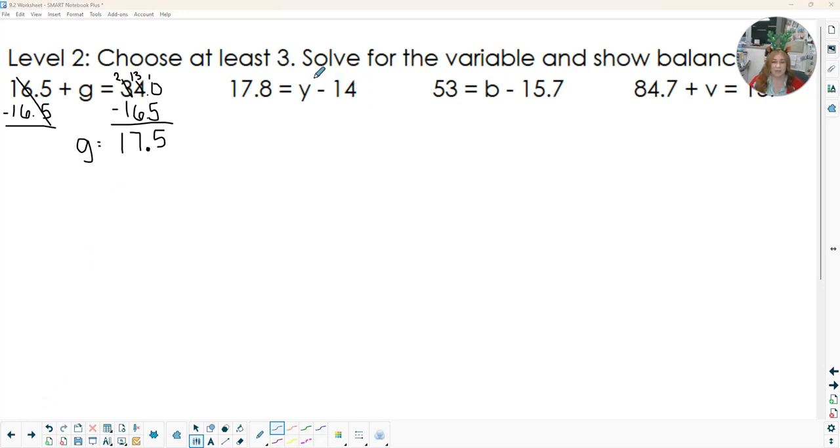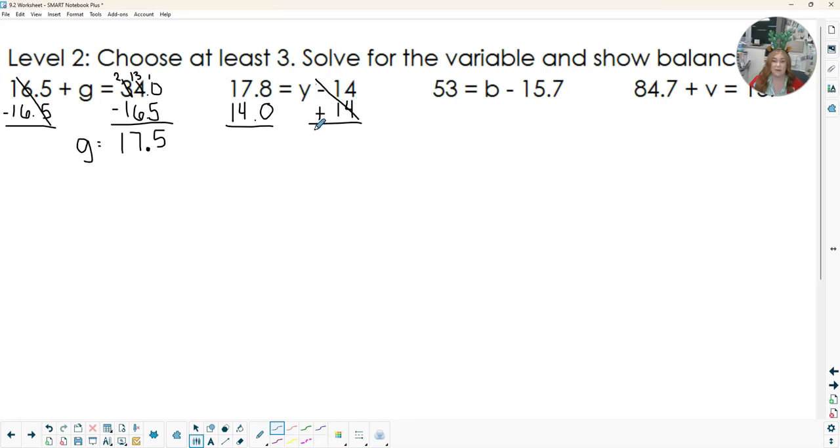I will do this one here. So we are looking to get Y by itself. So I'm moving 14 to the other side. So look for the variable, do the opposite to both sides. So this is minus 14. So the opposite is to add 14 to both sides. So we have 14.0, lining up those decimals. It's not 1.4. 14.0, line up your decimals.